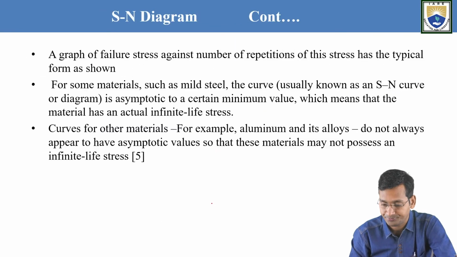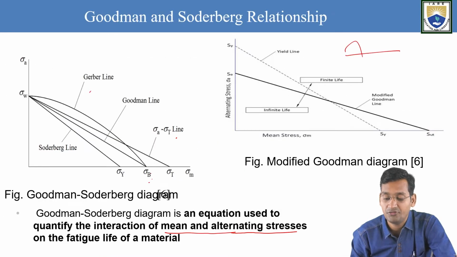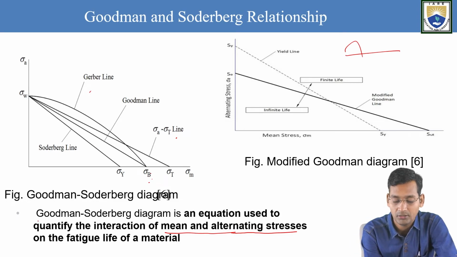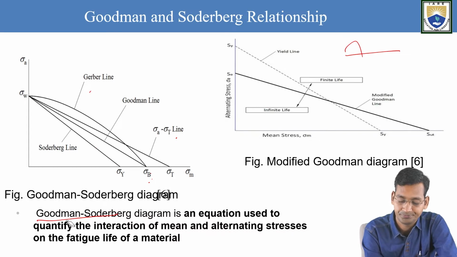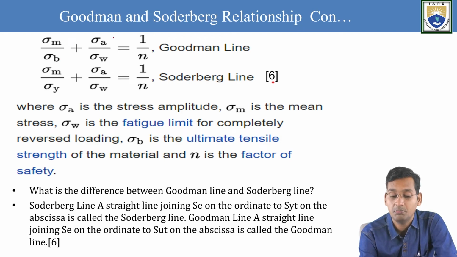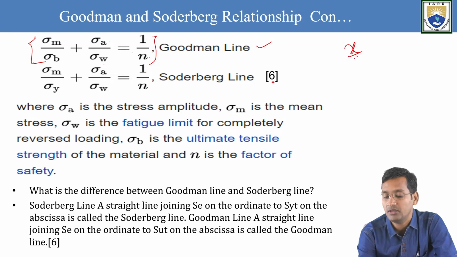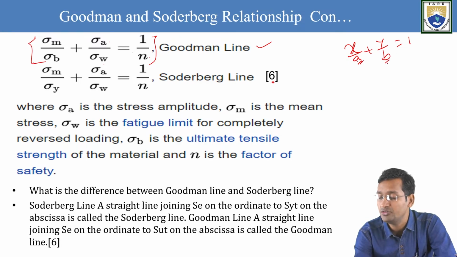From this curve, sigma mean and sigma alternating: above the mean is the alternating stress. From there they found the relation, and it was found by Goodman and Soderberg. After predicting that, they gave the equation: sigma m by sigma b plus sigma a by sigma w equals 1 by n. This is the Goodman line. This is the equation of a straight line having an x-intercept and a y-intercept, just like x by a plus y by b equals 1, where a is the x-intercept and b is the y-intercept.